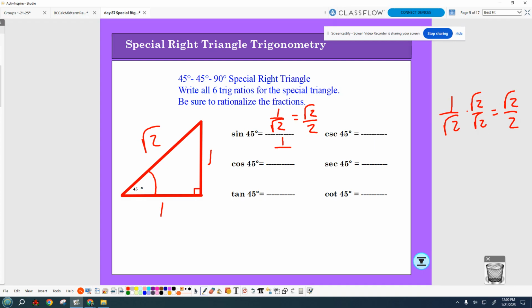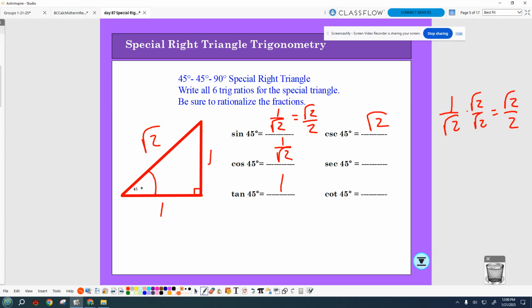1 over root 2. Brianna, what is tangent of 45? 1 over 1, so I could just say 1. Kira, what is cosecant of 45? That would be root 2 over 1.